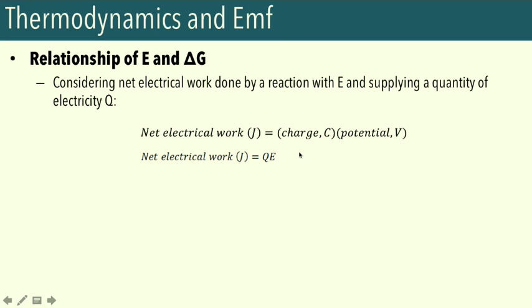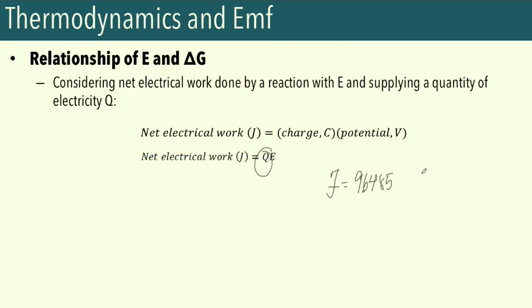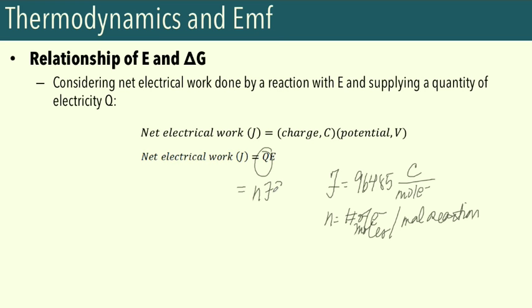So we could elaborate what this Q is. Keep in mind that we're dealing with electrons, and we know that for every mole of electrons, we have 1 Faraday of charge produced. A Faraday is equal to 96485 coulombs per mole of electrons. So for a particular reaction, we'll be involving n moles of electrons per mole of reaction. That means for every mole of reaction, the net electrical work can be calculated as nFE, where nF is equal to your Q. So we just multiply our Faraday's constant, which tells us the charge per mole of electrons, by the number of moles of electrons per mole of reaction.